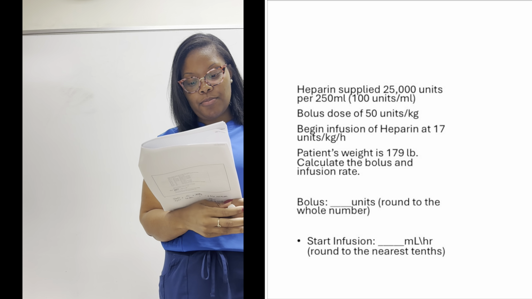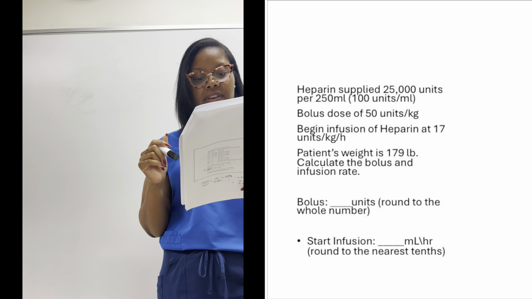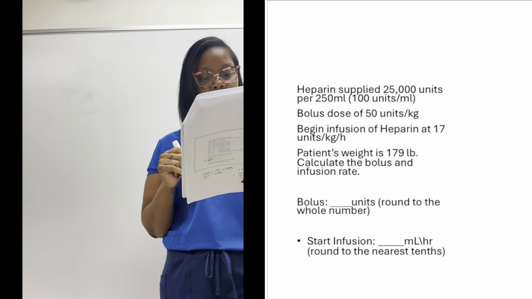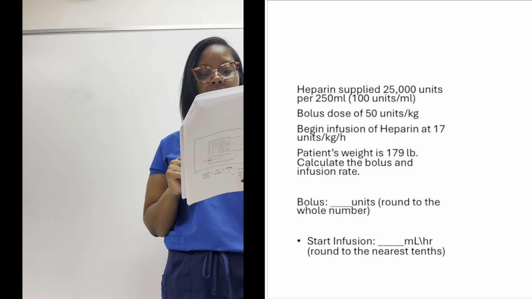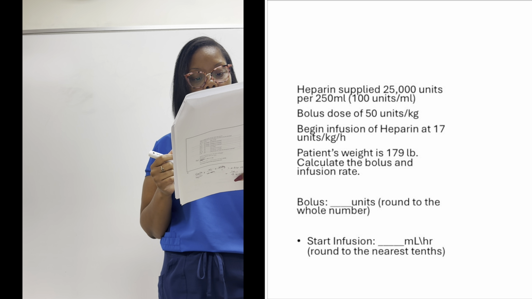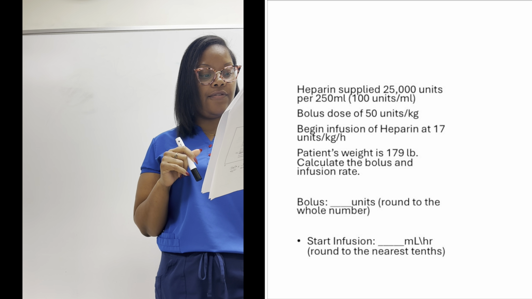It says heparin is applied with 25,000 units per 250 mLs. The bolus dose is 50 units per kg. The infusion is to start at 17 units/kg/hour. The patient weighs 179 pounds. Calculate the bolus and the infusion rate.